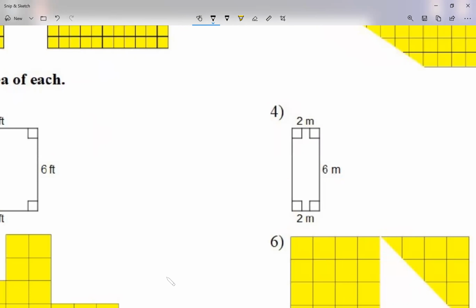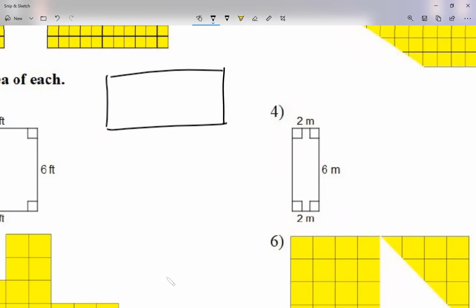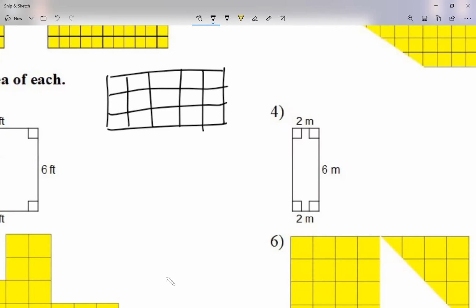Let's take a look at a rectangle. Just a simple rectangle. And let me cut this into squares. We can literally count the squares, right? We can count. If we count, there's actually 15 squares, but we're gonna use a formula. We're gonna learn a formula.